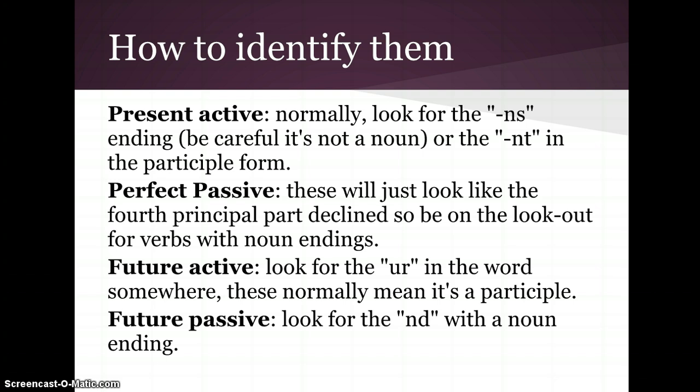The perfect passive will look just like a fourth principal part, so you kind of have to just know what the verbs are, and when you see a verb with a kind of noun ending, you have to think, oh, this could be a participle. For future active, look for the ur in the word, because all future actives have that ur, and it may stick out to you when reading. And for the future passive, just look for the nd, which is the same deal as future active, but using a different cue.